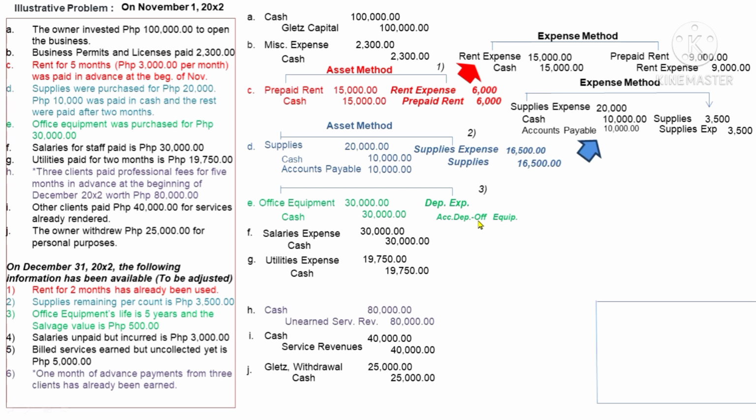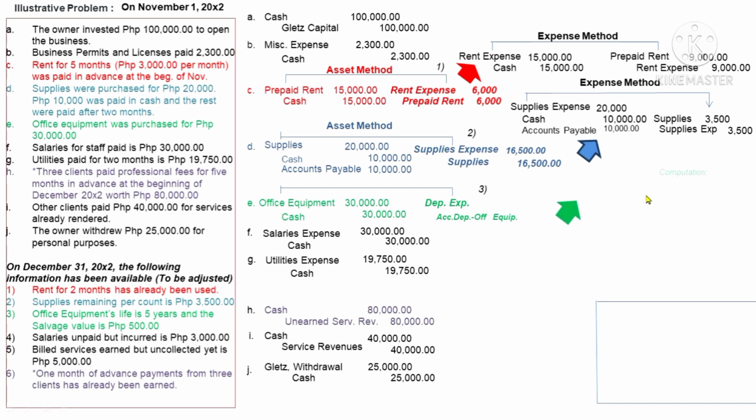But the question is, how are we going to compute for the amount? I have already discussed this in episode number 2. If you want to compute the depreciation using the straight line method, you need to start with the cost.